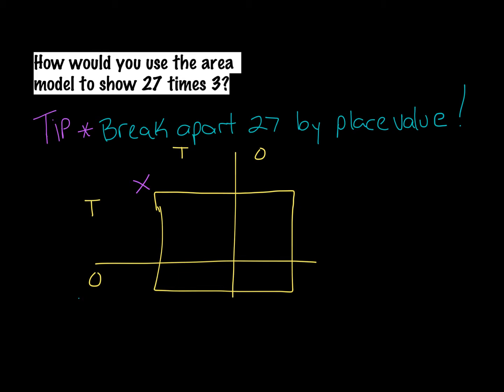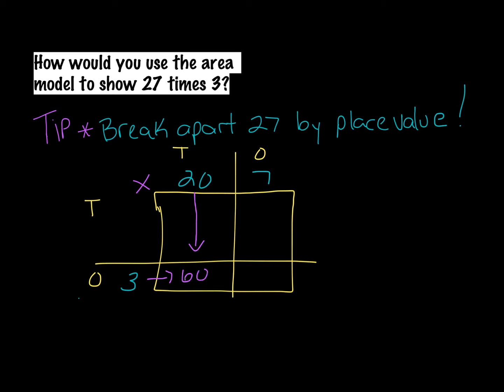For our first problem, how would you use the area model to show 27 times 3? We're going to break apart 27 by its place value. Here we have 27 broken apart. We've got 20 and the 7, and we have 3 down here in the ones section. You have to make sure you do that, not put it up here in the tens section, because where they meet is where you write the number.